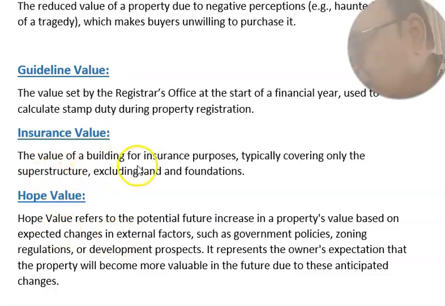Insurance value is the value of a building for insurance purposes, typically covering only the superstructure, excluding land and foundation, because land is indestructible and for the foundation there is very little chance of damage. So total value minus land and foundation value becomes the insurance value. We will learn the details in the insurance chapter.